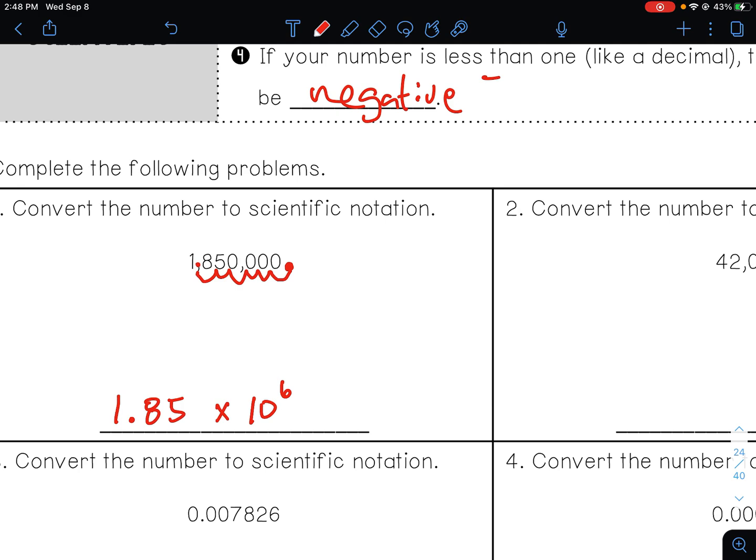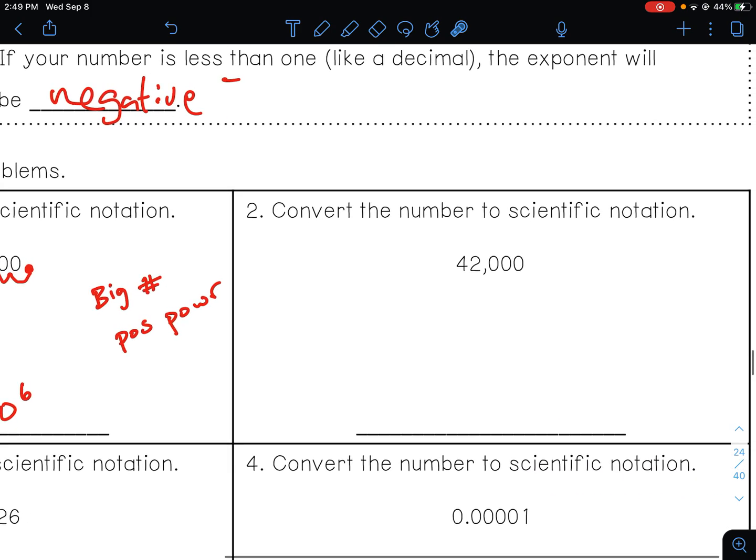Now, there is some confusingness, which is like, hey, how do you know if it's a positive 6 or a negative 6? Think of it this way. Big numbers mean positive exponent, positive power. All right, yeah, I know I didn't spell power right. Positive power. Big number means positive power. Like, this is a big number, which means the power should be positive. Small numbers mean negative power.